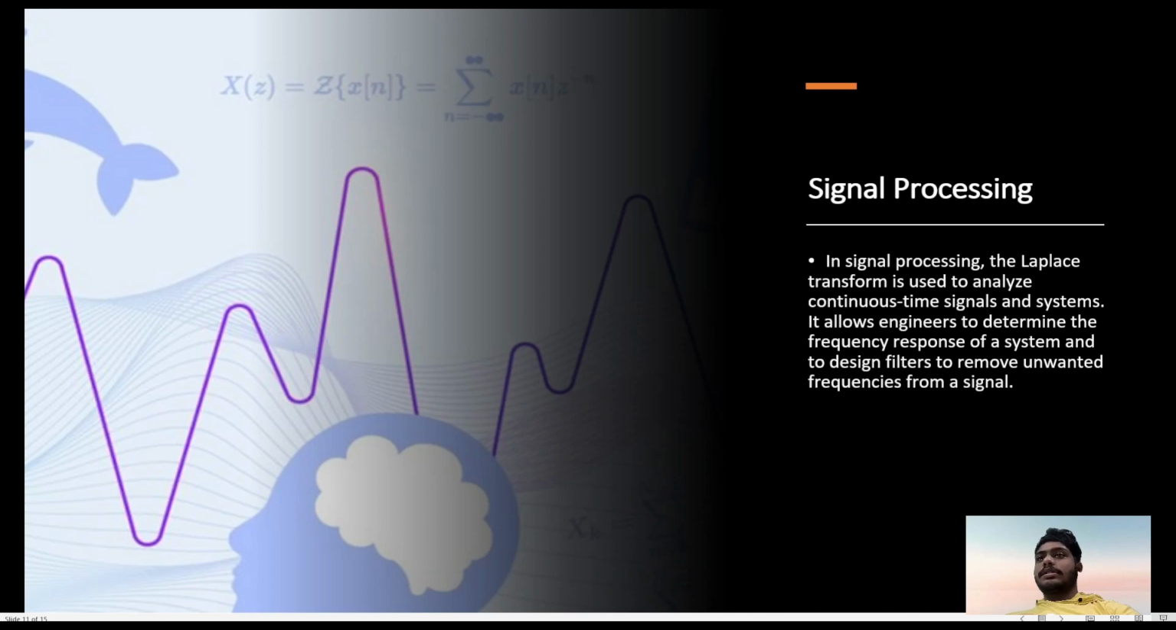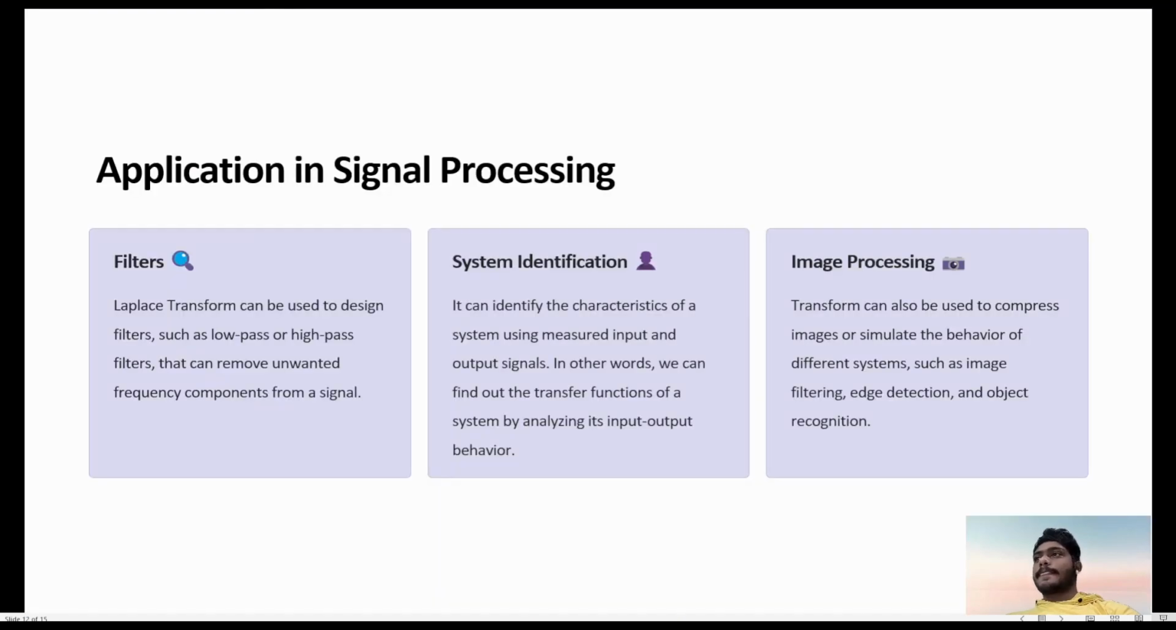In signal processing, the Laplace transform is used to analyze continuous time signals and systems. It allows engineers to determine the frequency response of a system and design filters to remove unwanted frequencies from a signal. This is majorly seen in DACs, digital to analog converters. When we use digital to analog converters, there is a lot of noise or frequency absorbed. We use Laplace transformation to identify these disturbances and use special software to remove them.